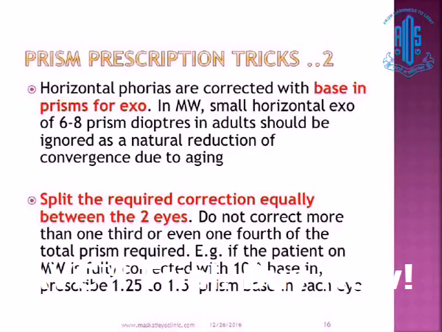So in my prescription I will write 1.5 diopter base in right eye, 1.5 diopter base in left eye. Both will be base in. Similarly, if it's an esophoria corrected with 12, I will split it and write 1.5 diopter base out right eye, 1.5 diopter base out left eye. This is how you prescribe when you are giving for horizontal phorias.